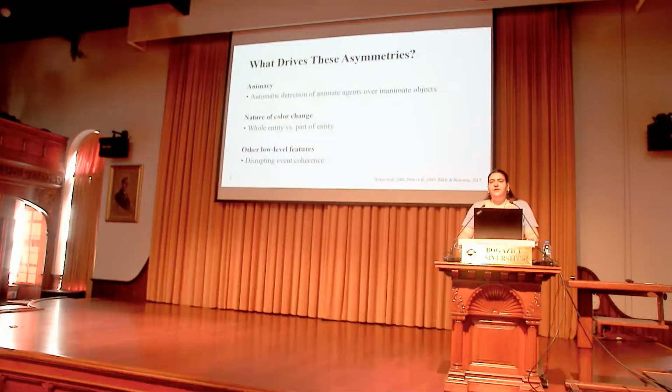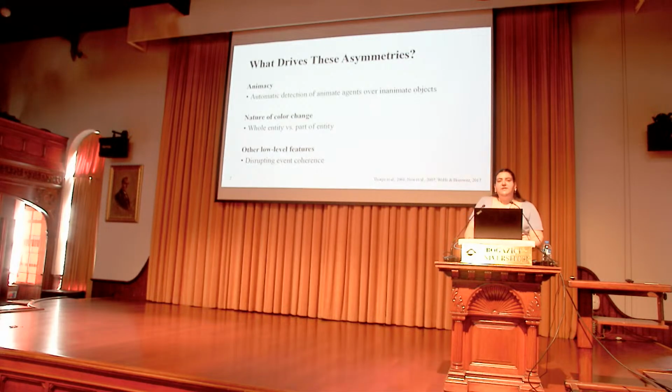When we look at what drives these asymmetries, we see that animacy could be a possible factor. Agents are usually animate, such as humans or animals. However, this is not the case for patients. And when we look at natural events, our attention is automatically drawn to animate agents compared to inanimate objects. And in some of the studies I mentioned, the agents were animate while the patients were inanimate. So this is a real concern.